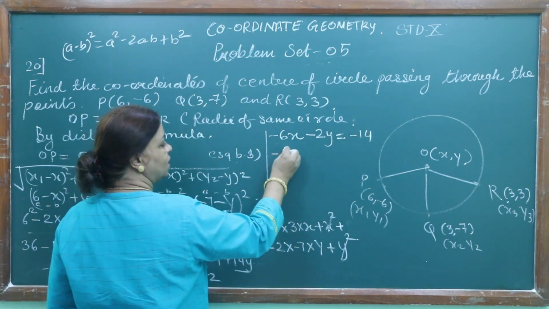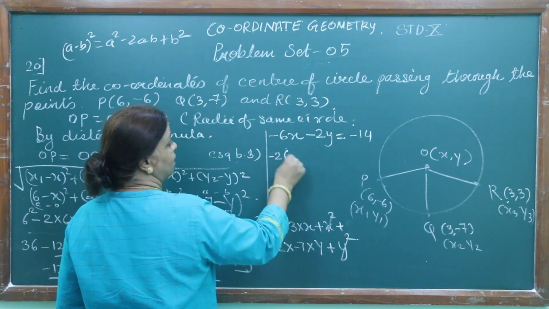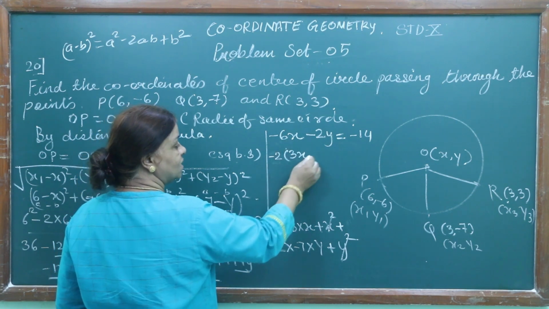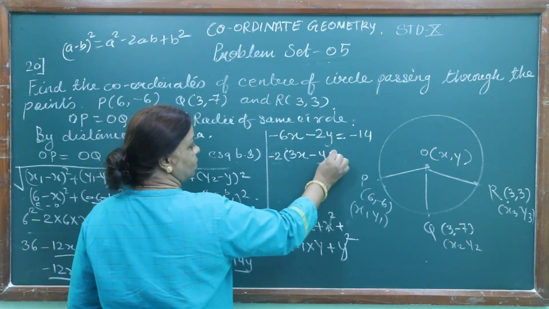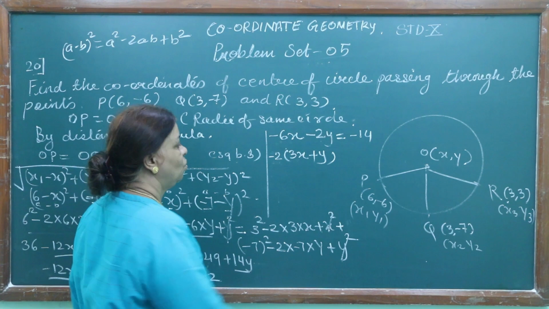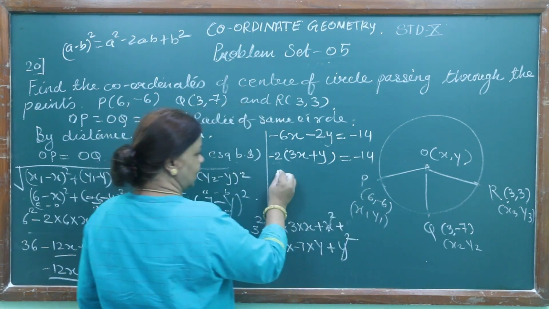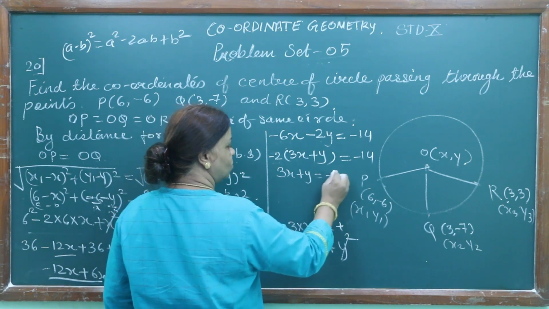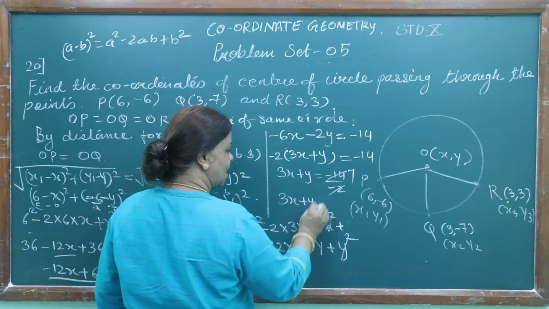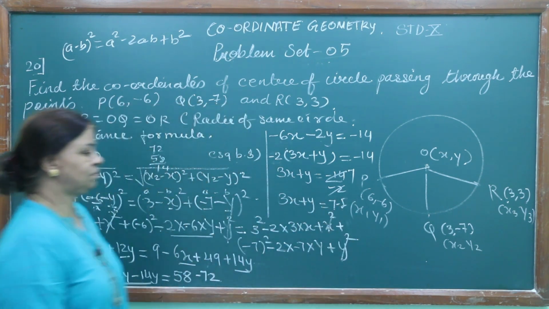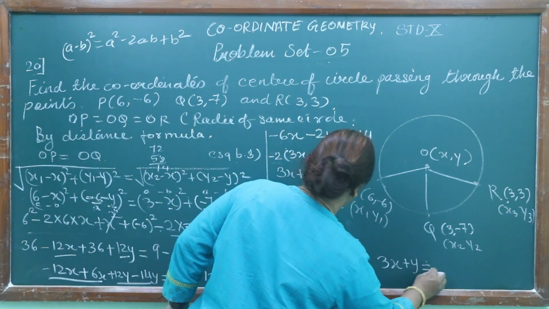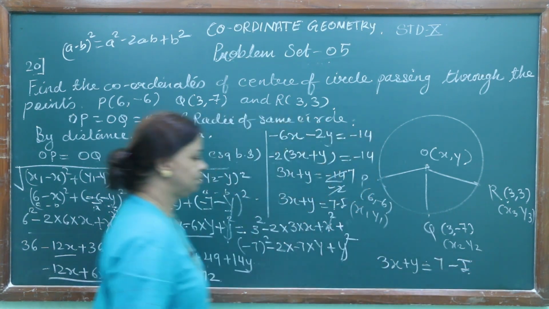See, I can take minus common. I can take minus 2 common. So minus 2 into 3x, minus 2 into 3x minus 6x... minus 2 into y plus y. Okay. Minus 2 into plus y will be minus 2y, which is equal to minus 14. Then 3x plus y is equal to minus 14 upon minus 2, cancel, 7. So you get 3x plus y as the first equation. So let me write the equation here. 3x plus y is equal to 7. This is my first equation.